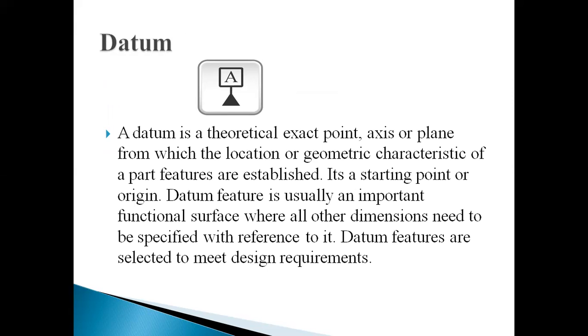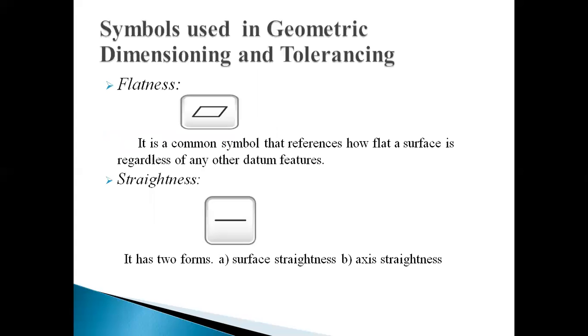Datum. Datum is a theoretically exact point, axis, or plane from which the location or geometric characteristics of a part's features are established. It is a starting point or origin of any diagram or any component. Datum feature is usually an important surface where all other dimensions need to be specified with reference to it. Datum features are selected to meet design requirements. Whenever we design any component, we want to first fix the datum.